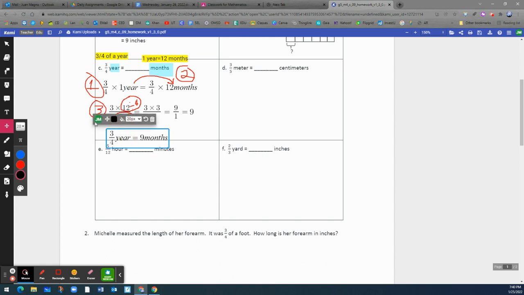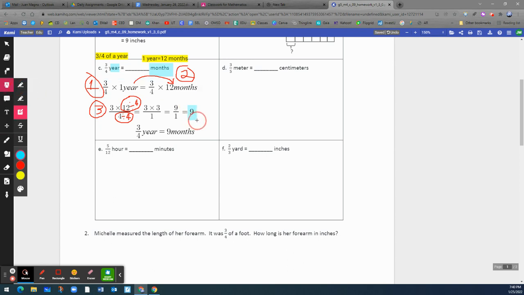As you can see, we were able to find the answer for this problem. Here is the answer, and those are months. Remember how we follow the steps. Watch the video again if you need to.